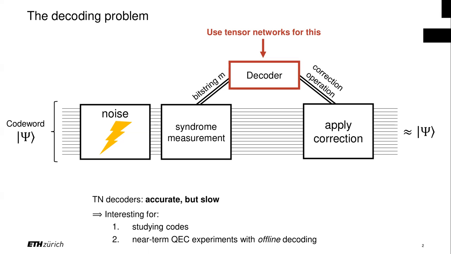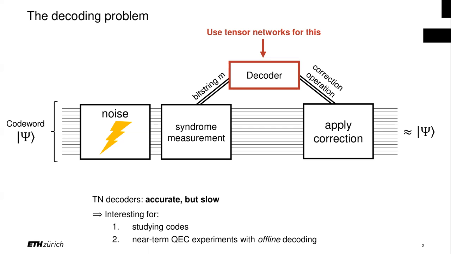What do you mean by studying the code using a decoder? Just getting distance estimation? Yeah, just estimating what sort of logical error rates are achievable. Because for many codes, especially under circuit-level noise, we don't really know what the optimal threshold is and these kinds of things.